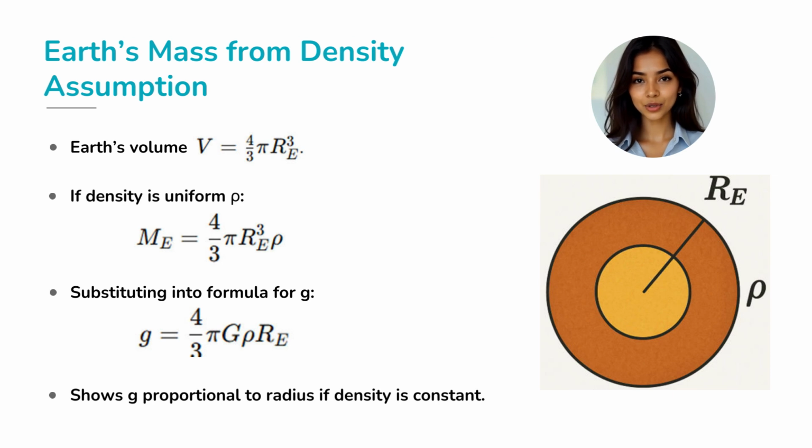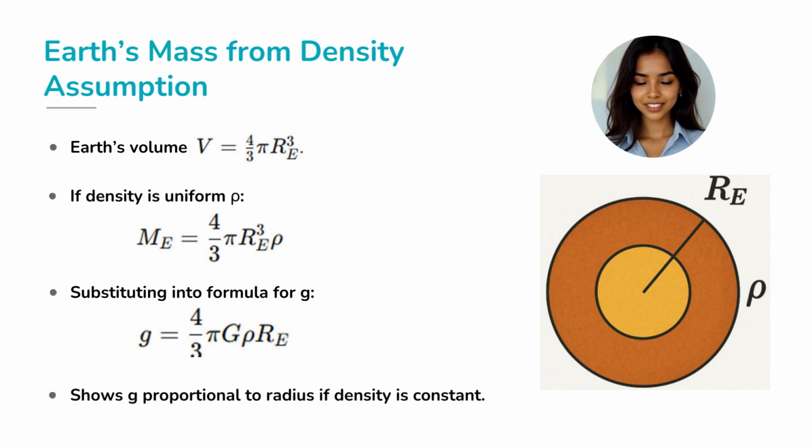But wait, how do we even know Earth's mass? We can calculate it using its volume and density. Earth's volume is 4 by 3 pi r e cubed. Multiply by average density ρ and we get Earth's mass, m e equals 4 by 3 pi ρ r e cubed. Plugging this into our formula for g, the r e squared cancels, leaving g equals 4 by 3 pi G ρ r e. So if Earth had uniform density, g would be directly proportional to Earth's radius.